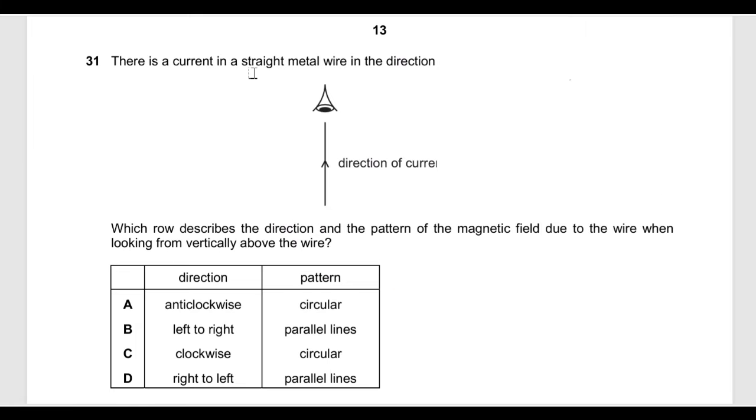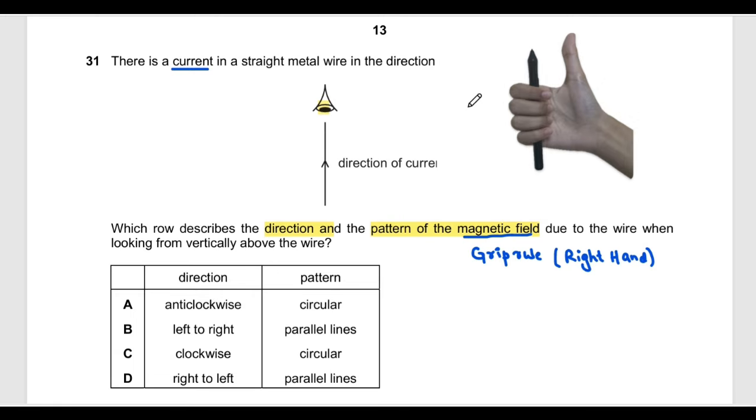31 says there is current in a straight metal wire in the direction. So this is the I and the direction of current is upward. Which row describes the direction and the pattern of magnetic field due to the wire when looking from vertically above the wire? If we have a current carrying wire, there would be magnetic field around that wire, and to get the direction of that magnetic field, we use the right hand grip rule, according to which we grip the wire with our thumb in direction of the current.